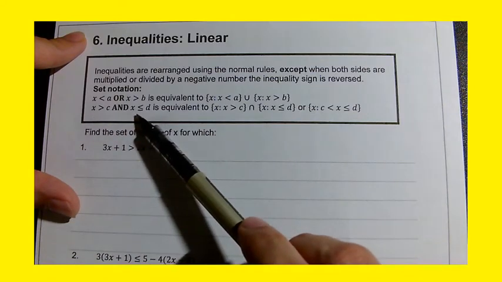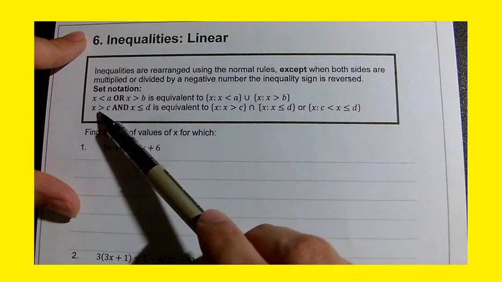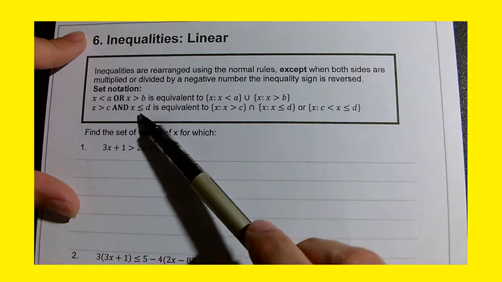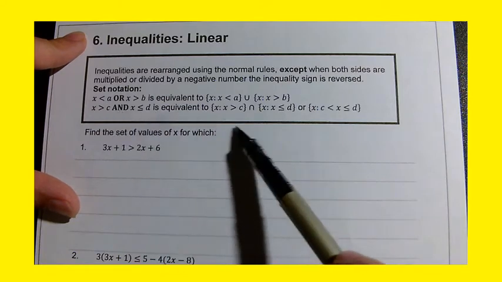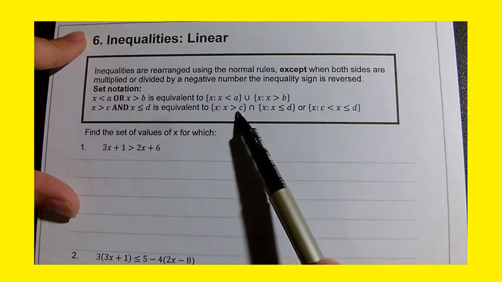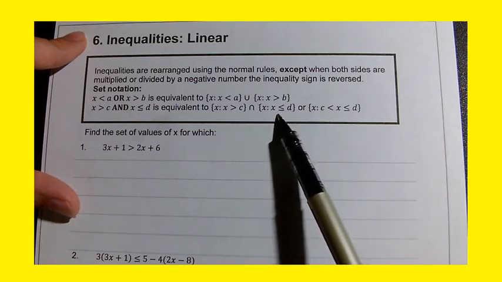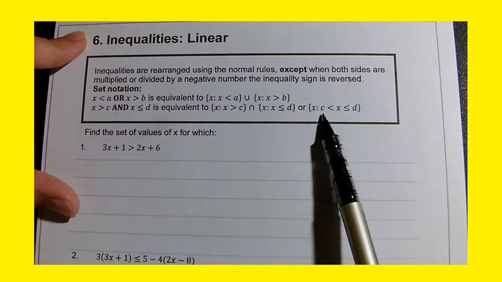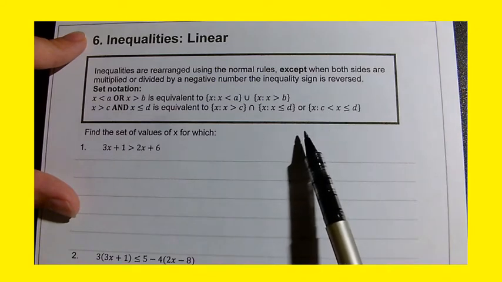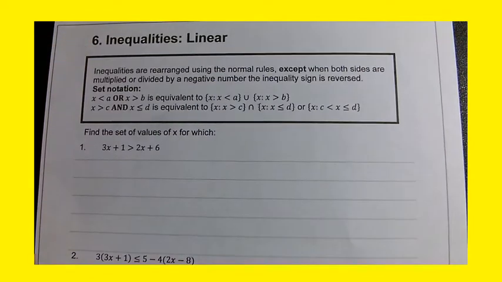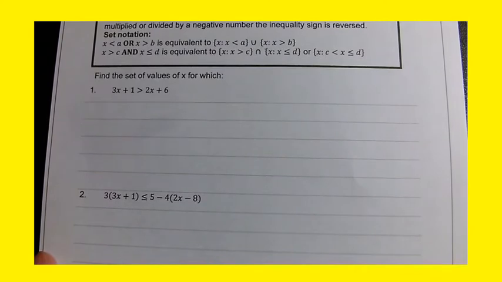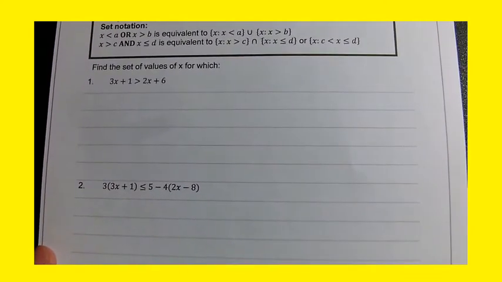But what happens if you've got and? Well, if you've got and, let's say you've got x is greater than c but less than or equal to d, then you've got the and symbol, and you can rewrite it as such: x is greater than c and x is less than or equal to d. Or you could write it as one whole inequality within the set notation. Okay, so let's have a go at these three questions, and you see it's not too difficult. It's just the final answer that you need to write in terms of set notation.